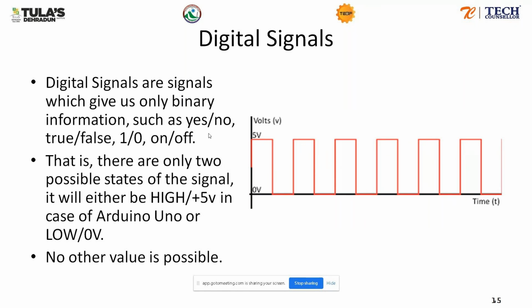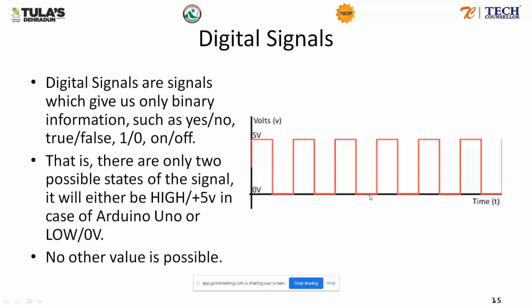There is a digital signal, there is an analog signal. So what is a digital signal? Digital signals are signals which give us only binary information, such as yes or no, true or false, 1 or 0, on or off. As you can see in the graph, it's high or low. There is no in between. At a time, it is either 5 volts or it is 0 volts, 5 volts, 0 volts. There is no other possibility.